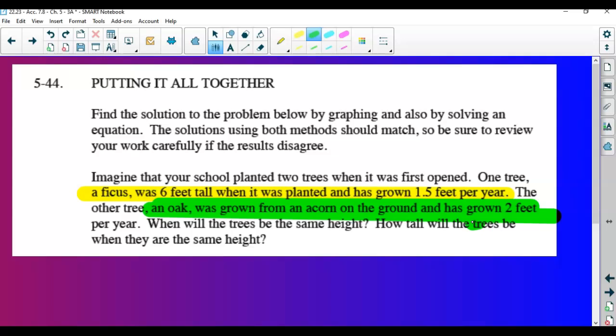So, try it. You won't need 5 minutes, but you got 5 minutes max. When will the 2 trees be the same height? And how tall are they? I know you can get to your answer probably real quick. And how tall are they?